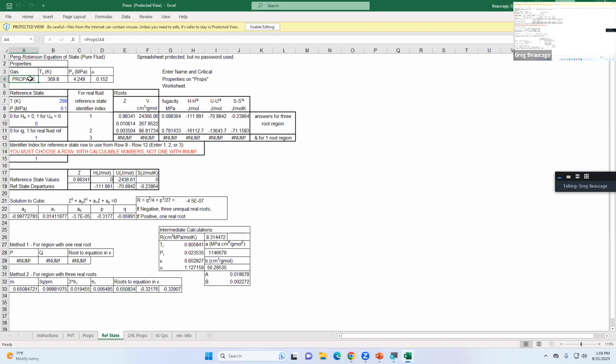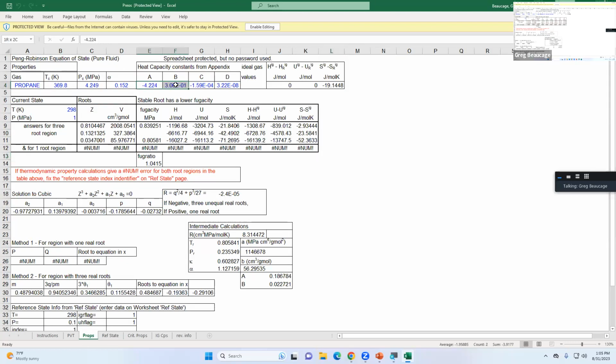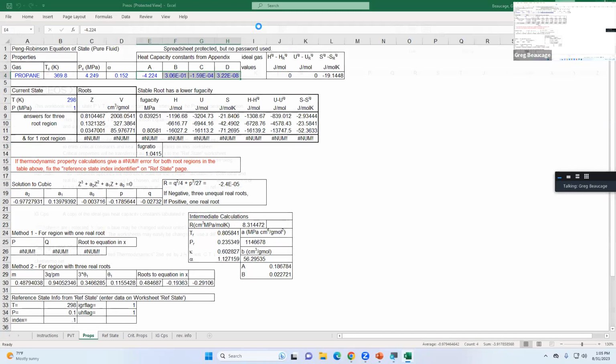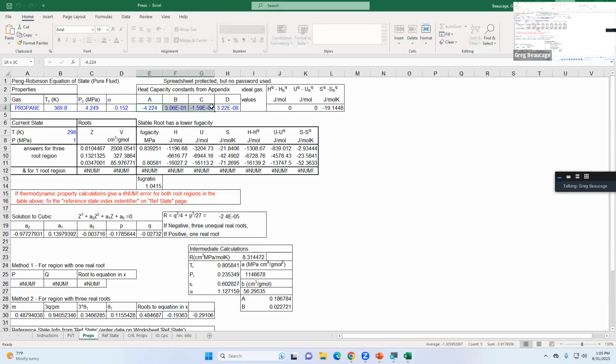So this is for CO2. I had the heat capacity numbers. They go into the properties thing. Heat capacity values, I have A, B, C, D. You need to be careful about enabling editing. Here you're pasting, and that isn't the same size. Should be. Oh, okay. Undo that.